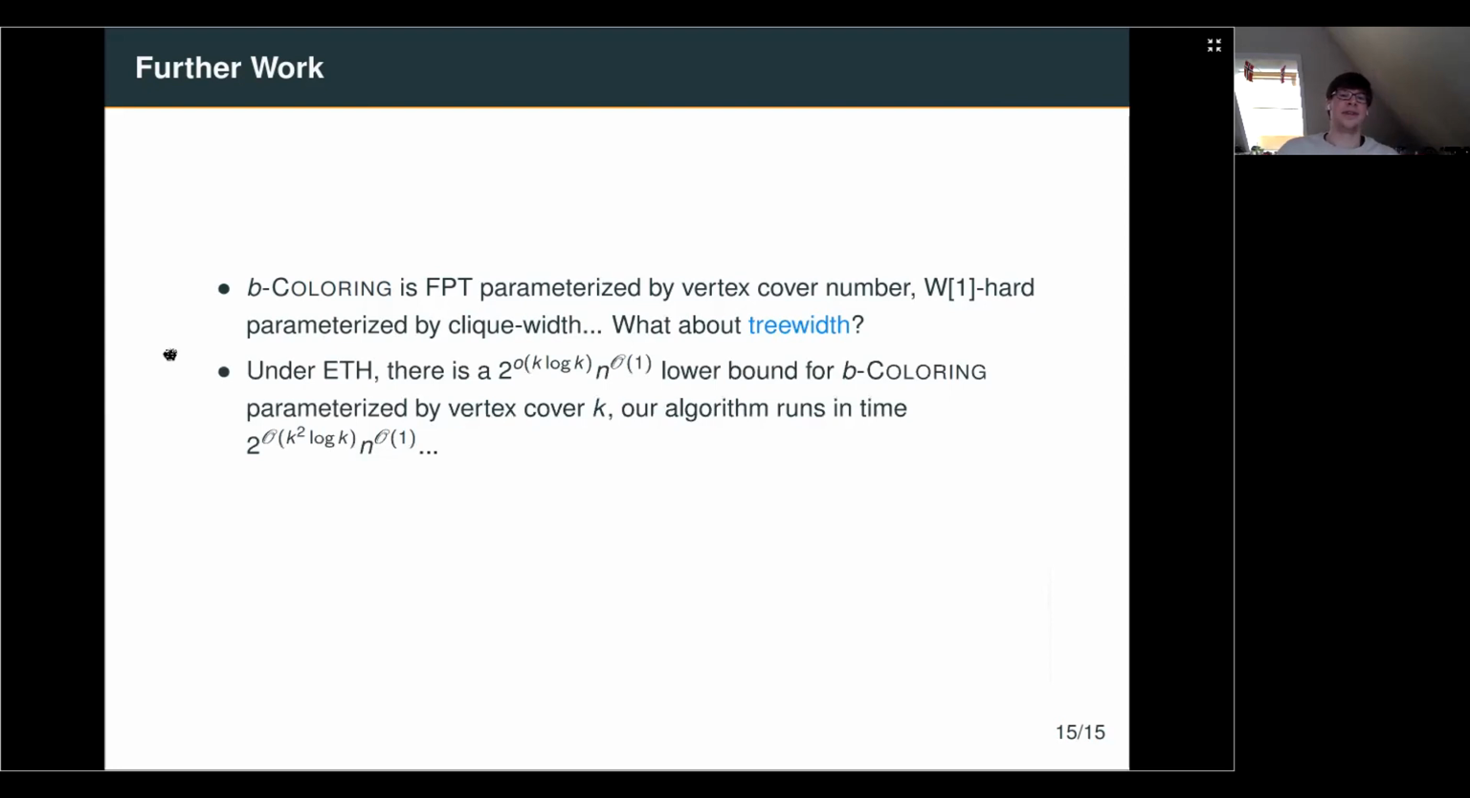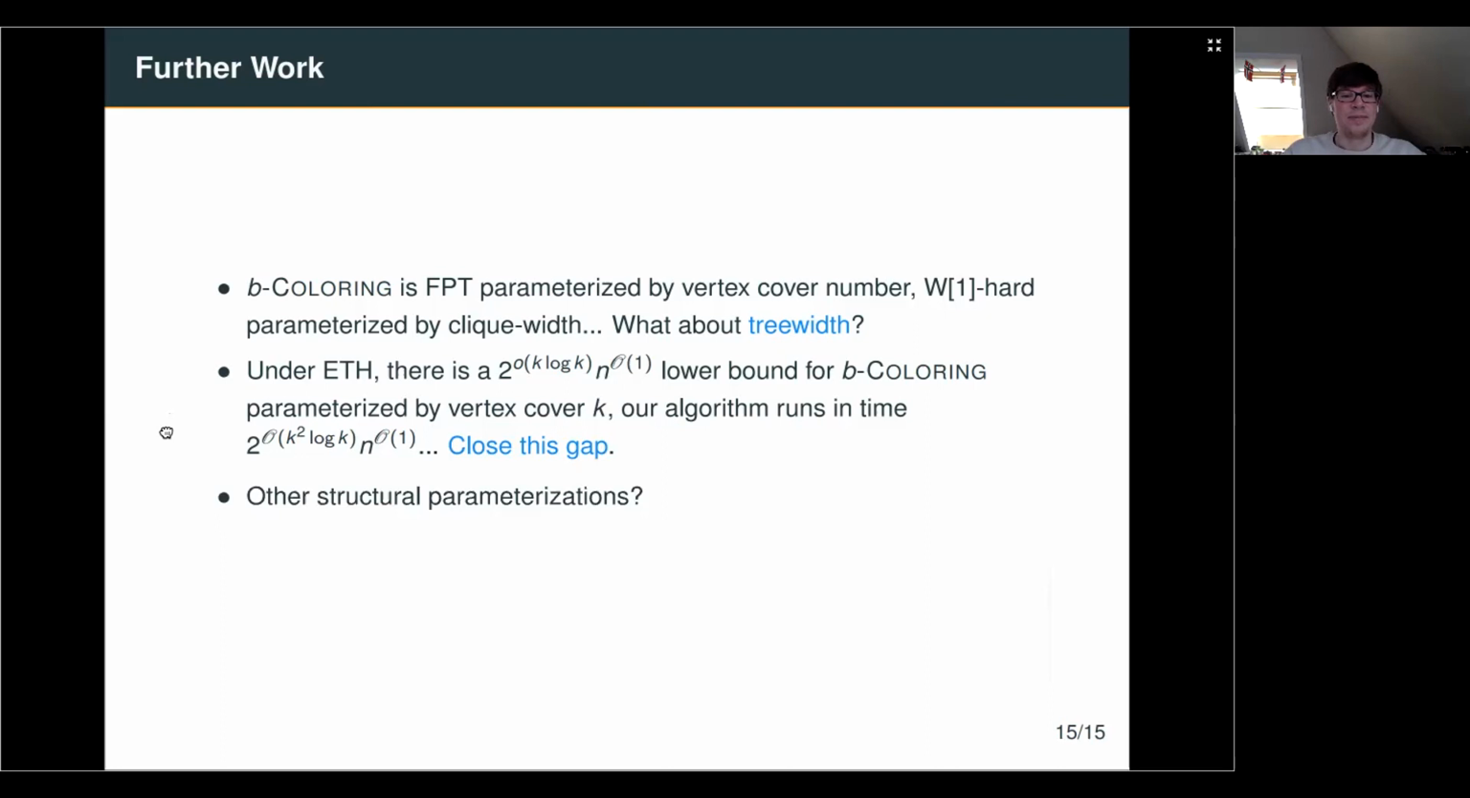The next question considers the vertex cover parameterization. Under the exponential time hypothesis, there is a 2 to the little o of k log k poly n time lower bound for B coloring, and our algorithm runs in time 2 to the O of k squared log k. So it would be interesting to close this gap. We believe that a 2 to the O of k log k poly n algorithm should be possible. But again, we haven't found it yet.